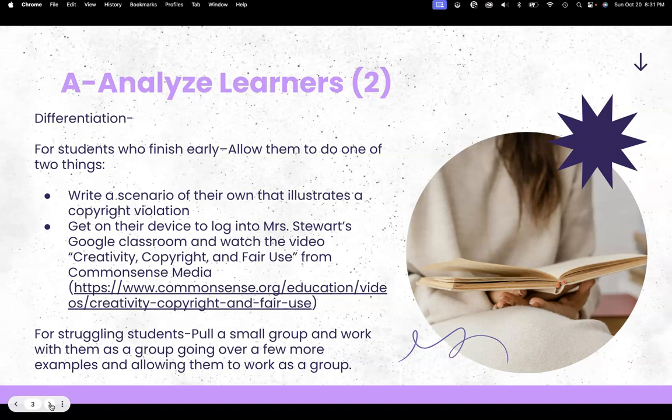This district is a 1-to-1 district, and so they all have a laptop, and they could do that individually. For struggling students, I thought that I would probably pull a small group and work with them as a group, going over a few more examples and allowing them to work as a group. This will especially be possible since Ms. Stewart is in the room to monitor the students as well, and so she and I can tag team on that.